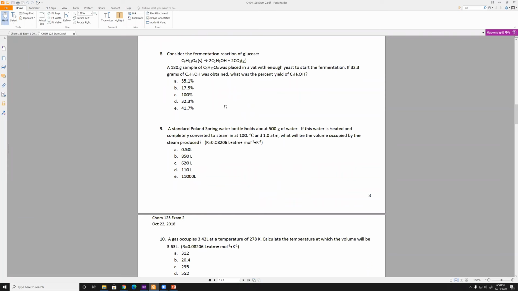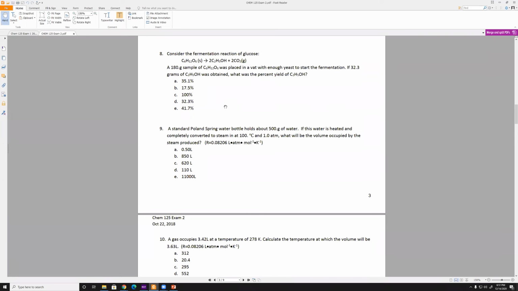So we have 180 gram sample of C6H12O6 was placed in a vat with enough yeast to start fermentation. If 32.3 grams of C2H5OH was obtained, what is the percent yield? All right. So we have 180 grams and it started the fermentation. So we know our theoretical yield is based off of 180 grams, and we can calculate that.